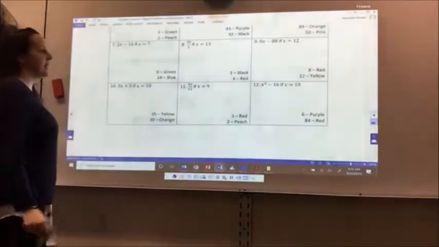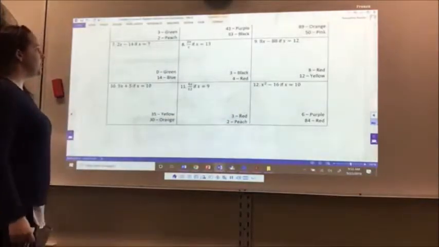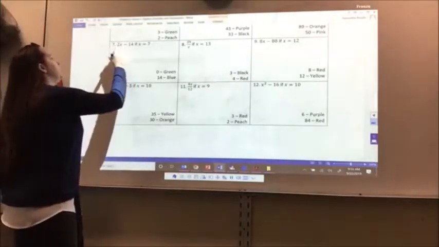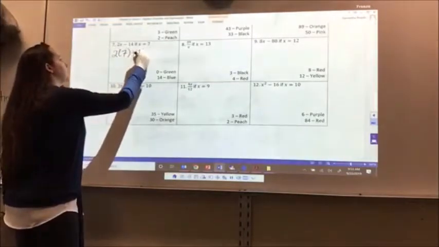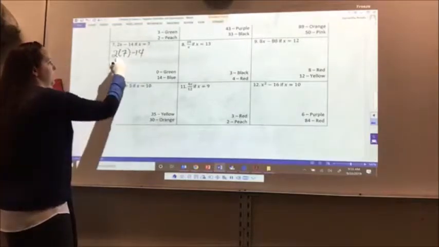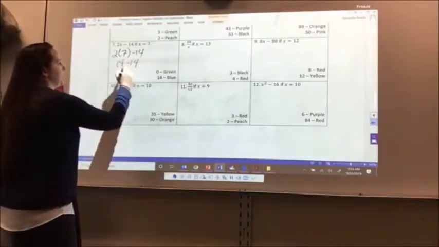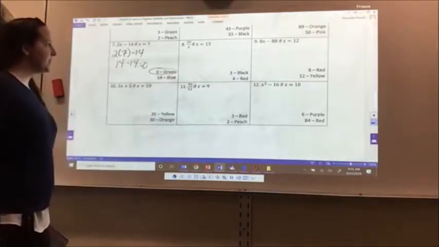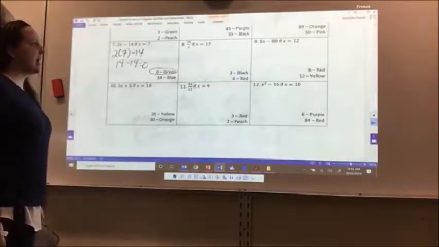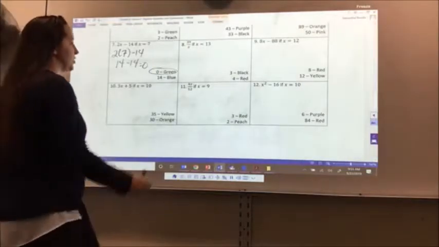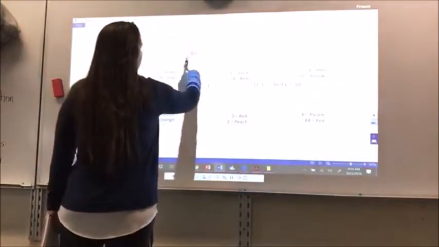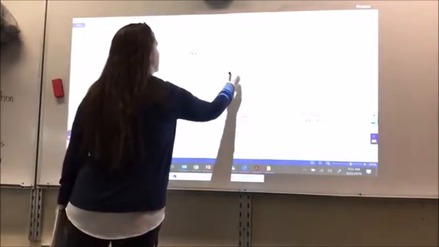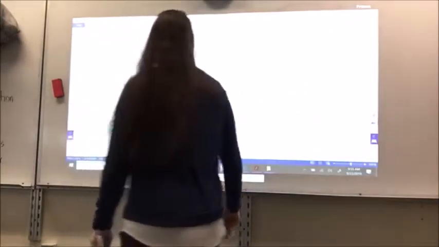Okay, the last couple of problems. Number 7, 2x minus 14 if x equals 7. So I have 2 times 7 minus 14. 2 times 7 is 14, so 14 minus 14 equals 0. So I'm going to color 7s green. Number 8, 39 divided by x if x equals 13. 39 divided by 13 gives me 3. So I color anything with an 8 black.